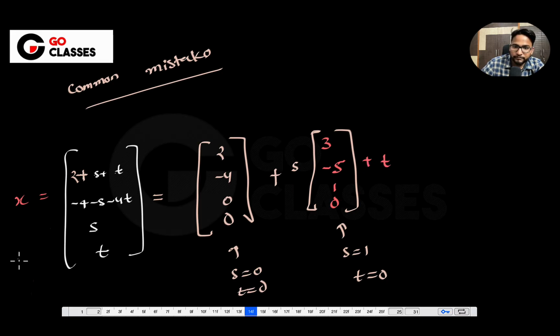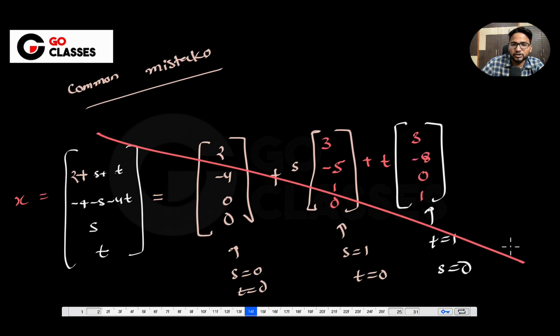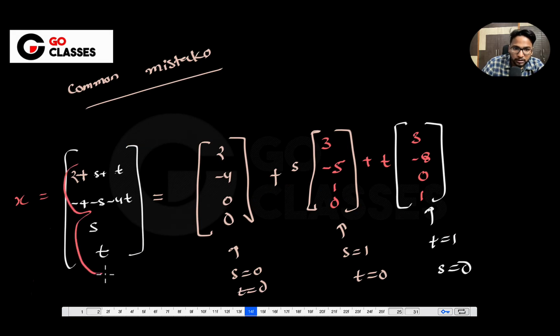And then similarly, you put t equal to 1 and s equal to 0. Then what will you be getting? You will be getting 1 plus 2 is 3. And then this is minus 4, and minus 4, this will be minus 8. This is 0, this is 1. So that's actually wrong. Why? Because you are adding this vector 2, minus 4, 0, 0 multiple times. I mean, that's already there. You are adding it here also.